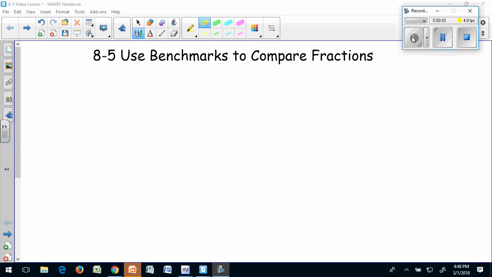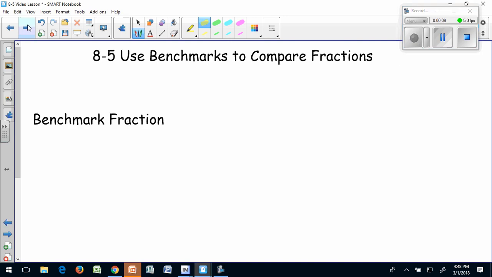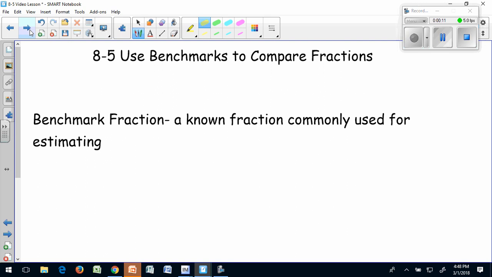Today we are going to learn about benchmark fractions and how to use them to compare other fractions. Let's start talking about what a benchmark fraction is. A benchmark fraction is a known fraction commonly used for estimating. Some common benchmark fractions are 1/4, 1/3, 1/2, and the whole number 1.